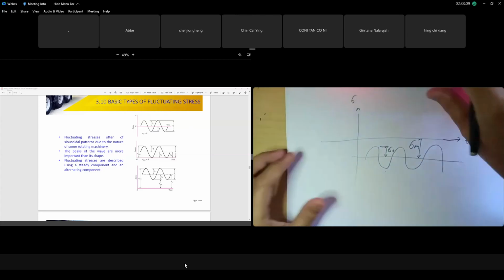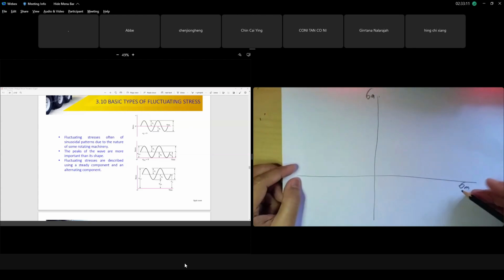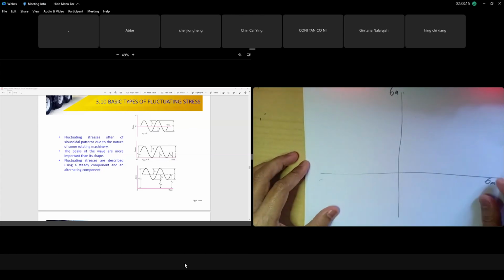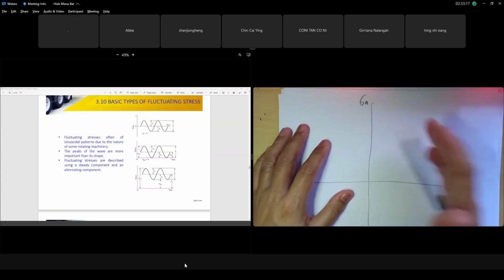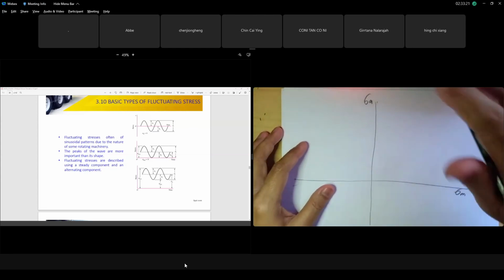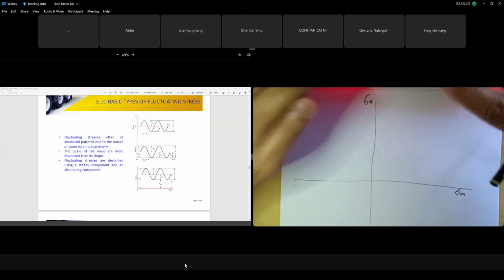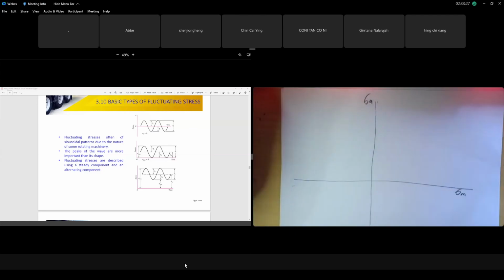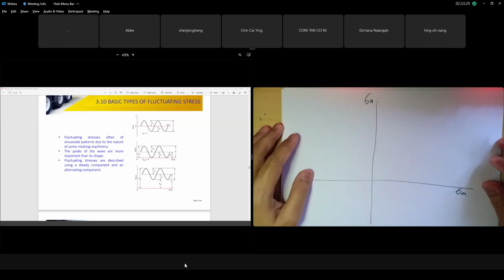My point is, when this sigma mean over sigma amplitude is plotted, it can go negative. But in most cases we go for positive. For example, shaft analysis goes positive, like the pogo stick, the step, it always goes positive, because for the bending we go for the tension side, right? The tension side goes positive.